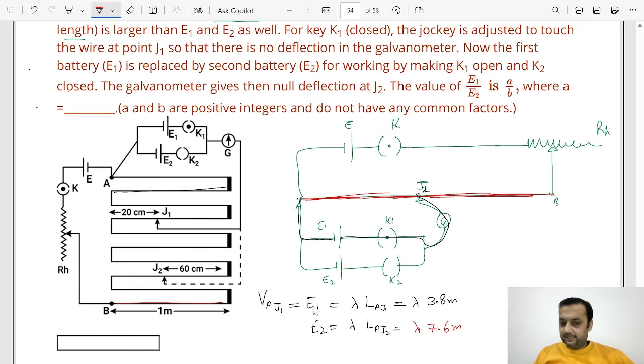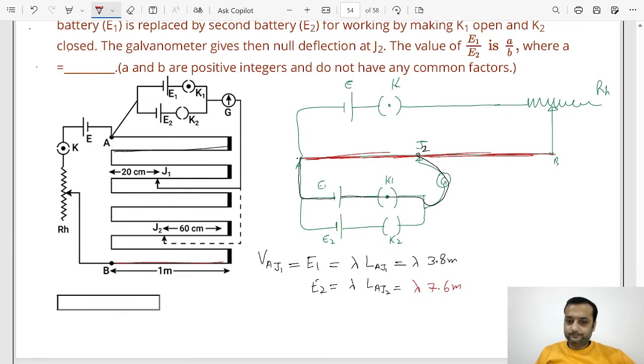Now we can say that E1 by E2 will be what? Lambda gone, 3.8 upon 7.6, that means 1 by 2. That means the value of A will be 1. I hope you have understood.